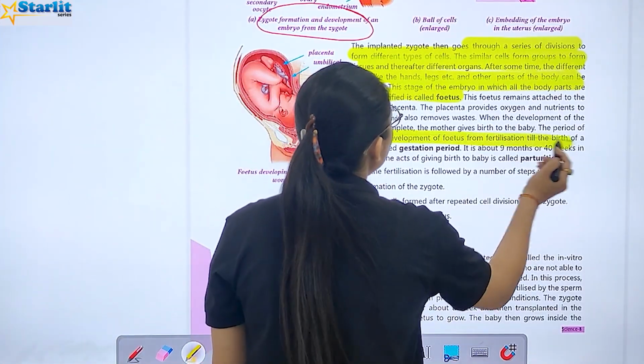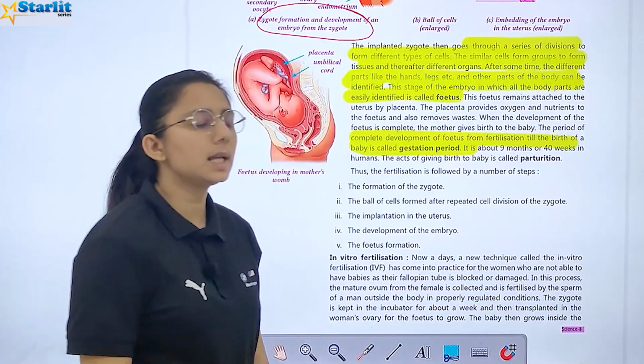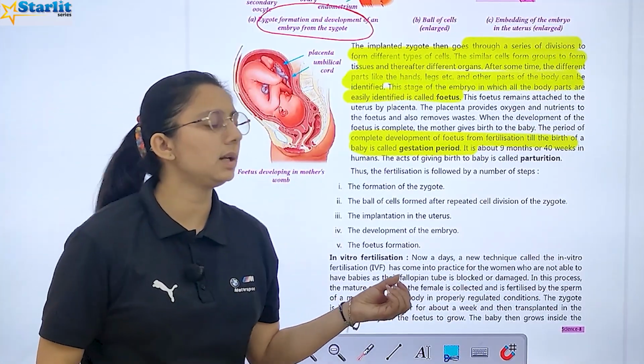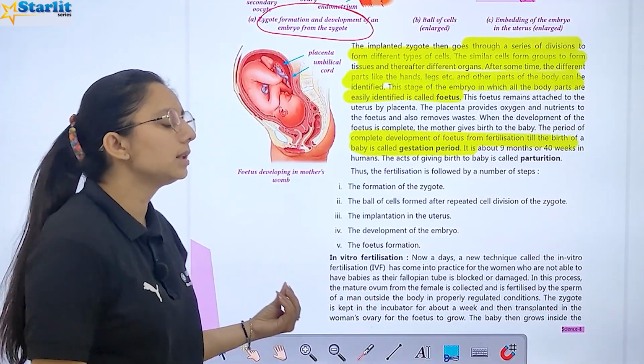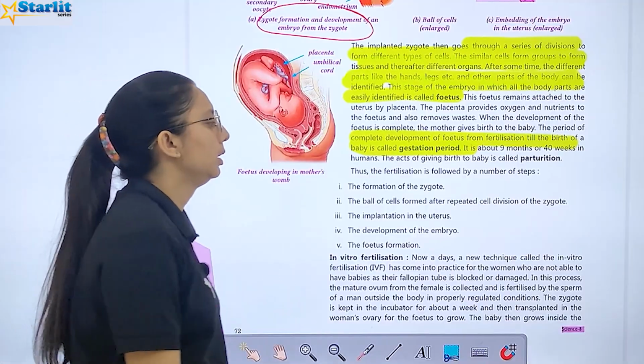And the period of complete development of the fetus from fertilization till the birth, what is it called? Gestation period. And how many months is it? 9 months and 40 weeks, right?